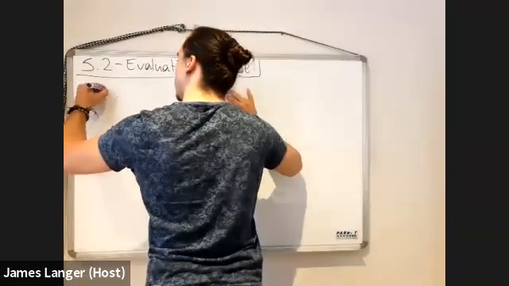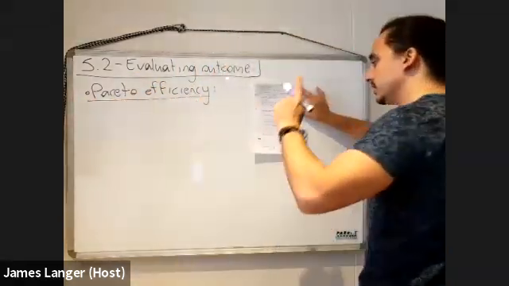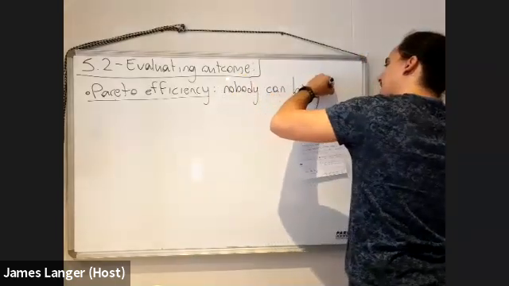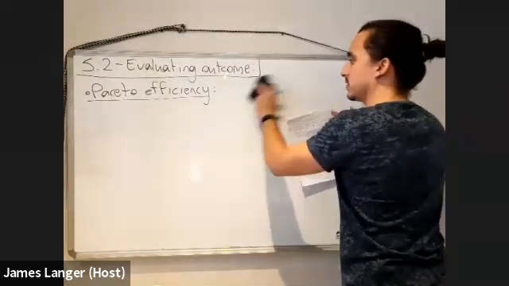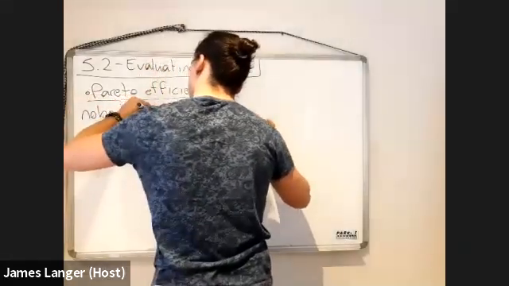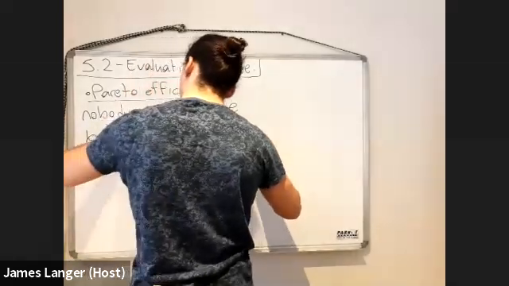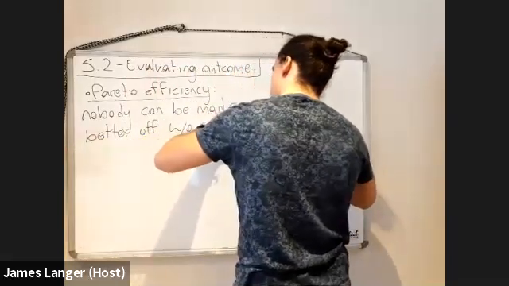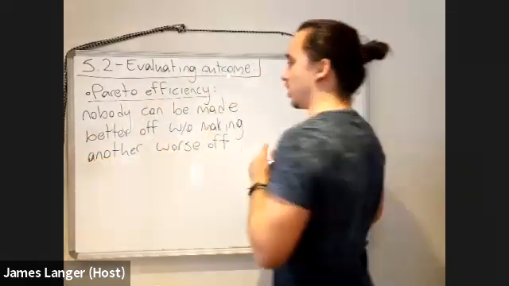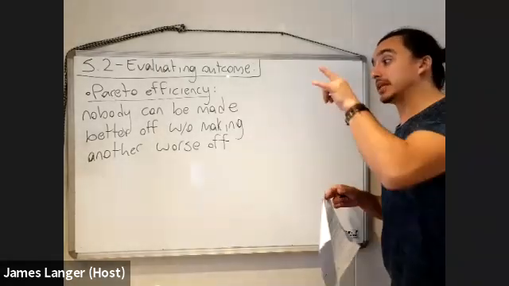Okay, so remember what Pareto efficiency is, right? You guys must remember what Pareto efficiency is. Pareto efficiency occurs when nobody can be made better off without making another worse off, okay? So Pareto efficiency: we can't get extra gains. Nobody can gain more without somebody else being worse off.